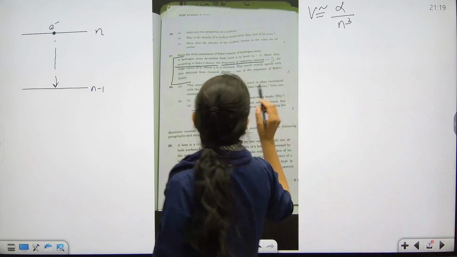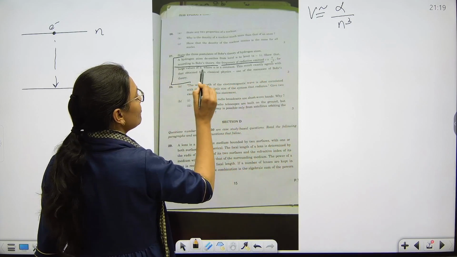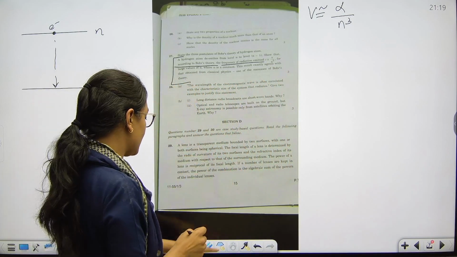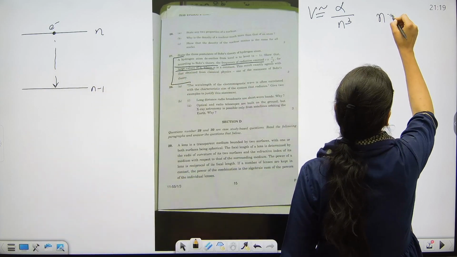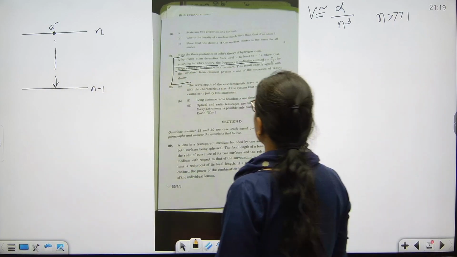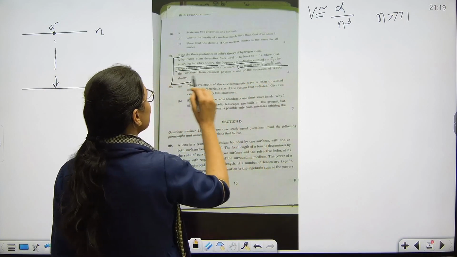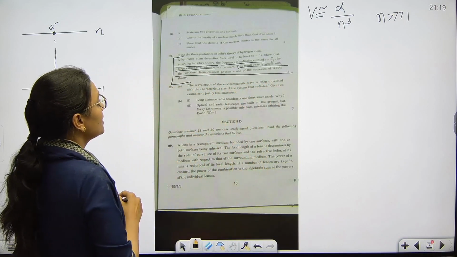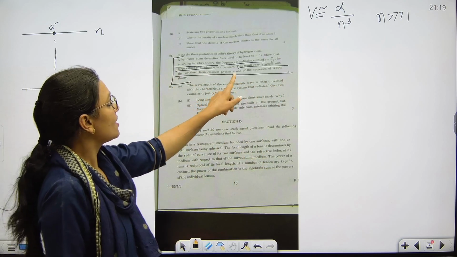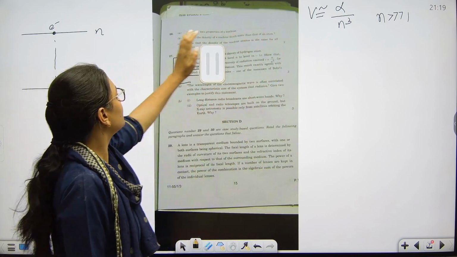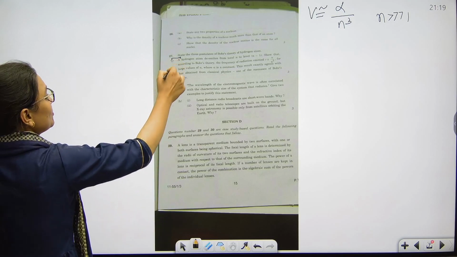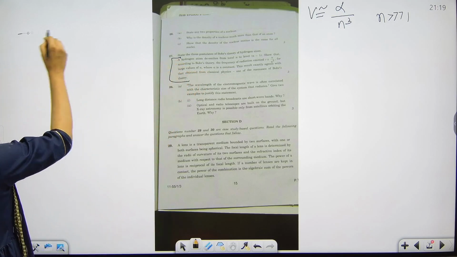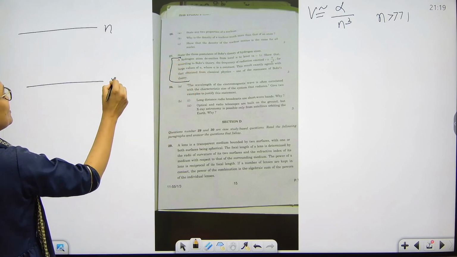Just listen to the question carefully. For large values of n, they have mentioned that you have to take the large values of n. So we are considering n is much greater than 1. Then this result exactly agrees with that obtained from classical physics, one of the successes of the Bohr theory. Anyways, this question is theory. You'll read it and find out what is written, but it is not that difficult.